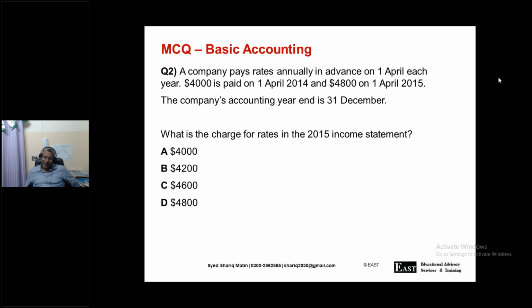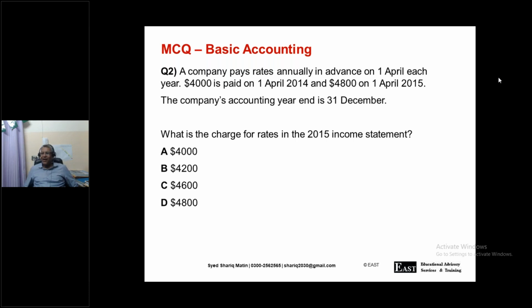Since we paid 4,800 on April 2015, we can divide it by 12 again and multiply it by 9 months, and you get the value 3,600. You add the previous 1,000 and 3,600 together and you get the answer 4,600, which is the C option. Wonderful.